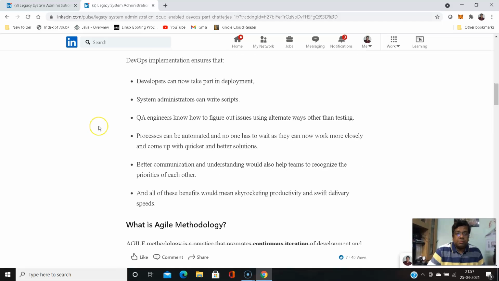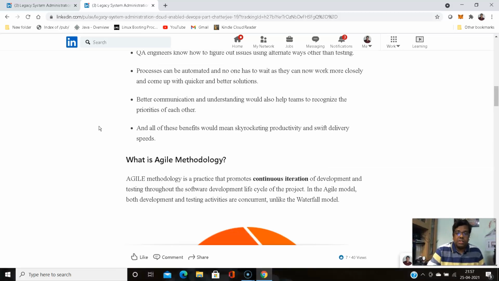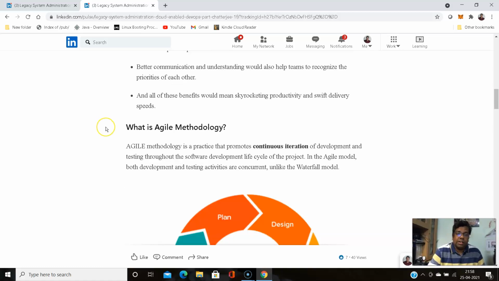The benefits of DevOps: developers can now take part in deployment, system administrators can write scripts, QA engineers can figure out issues using alternate ways other than testing. Processes can be automated and no one has to wait, as they can now work more closely and come up with quicker and better solutions. Better communication and understanding would also help teams to recognize the priorities of each other. And all of these benefits would mean skyrocketing productivity and swift delivery.